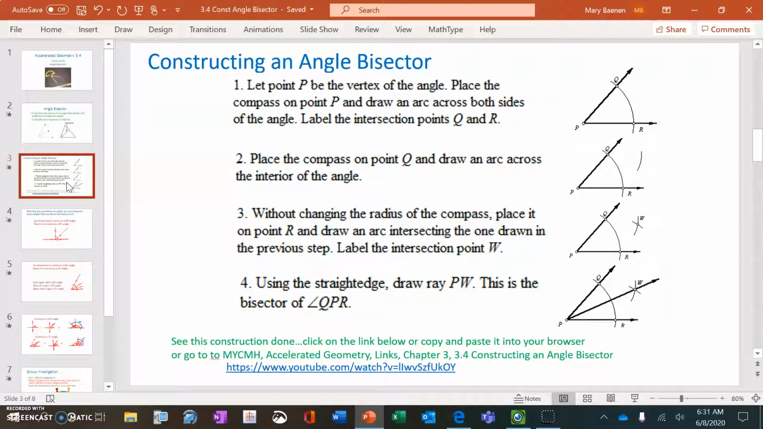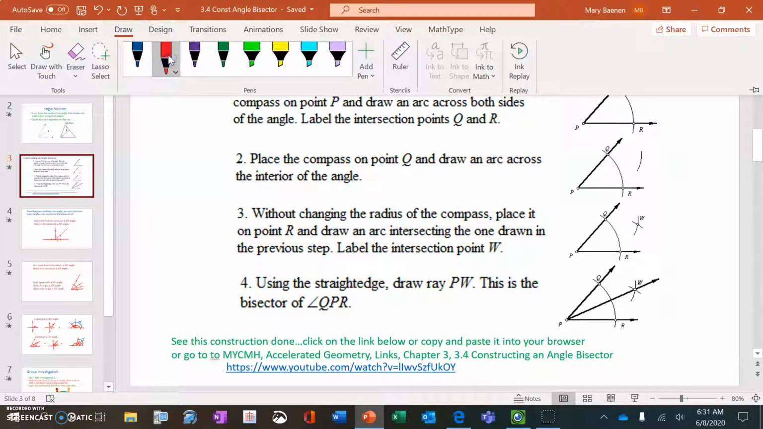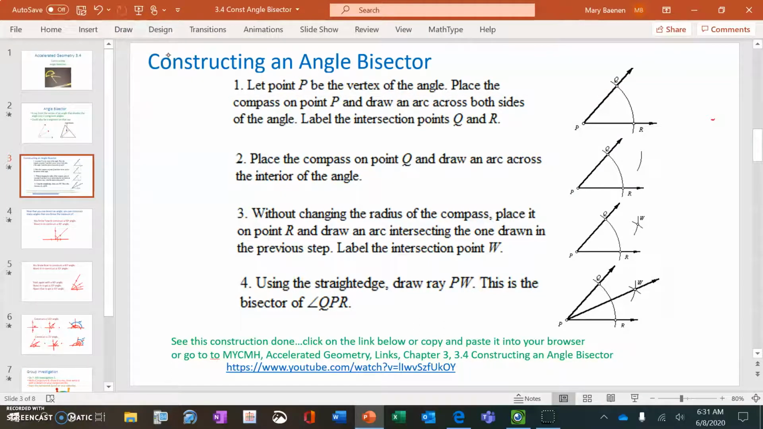there are directions here. It has 4 steps. I am also going to do it for you after I go through these 4 steps. And down below here you can also see I have a link that you could go to see somebody professionally do this on YouTube. So here are the directions. Here is my angle, and I'm going to get a pen here. Okay, so this is my angle.